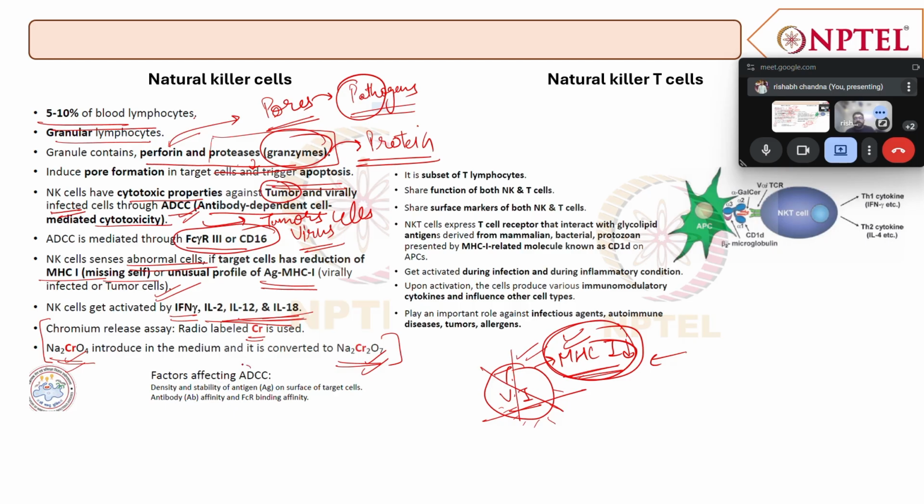So, how is ADCC affected? It is the density and the stability of the antigen of the target cell, the antibody affinity, and the FcR binding affinity to the antibody Fc region. Okay, so this is how an NK cell functions. Based on these properties, NK cells are part of both innate and adaptive immunity.